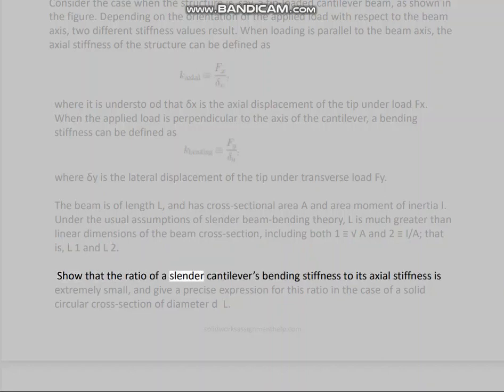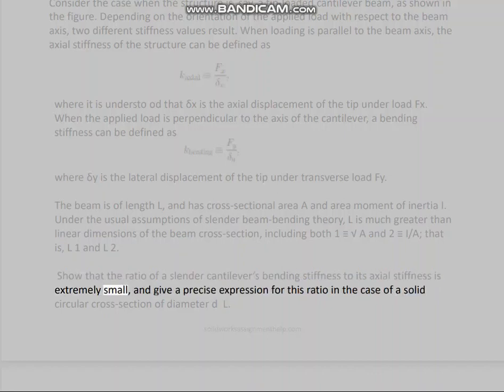Show that the ratio of a slender cantilever's bending stiffness to its axial stiffness is extremely small, and give a precise expression for this ratio in the case of a solid circular cross-section of diameter d.